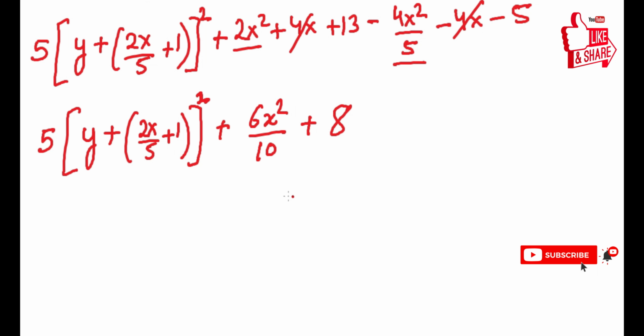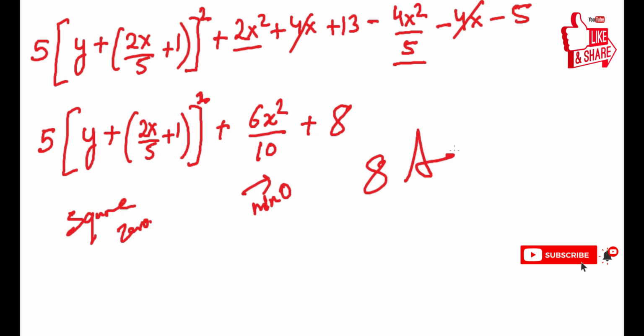Now this part is almost solved, because everything is in square now. Square's minimum value is 0, because a square cannot be negative, so that's why its minimum is 0. Same here, a square cannot be negative, but the minimum value of that thing will be 0. So the answer is 8.